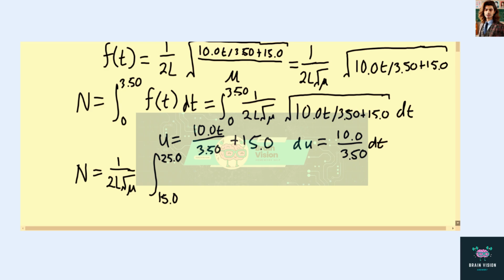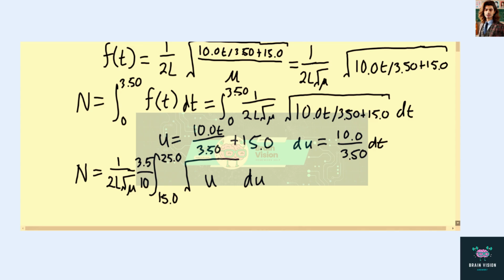So then we're going to have, under the square root, since we're saying that u is equal to what it was under the square root, our integral now just becomes square root of u times du. But du is not equal to dt, so du is equal to 10 divided by 3.5 times dt. So to make the whole equation consistent, we have to then divide the whole equation by 10 divided by 3.5. In other words, we can just pull to the front 3.5 divided by 10.